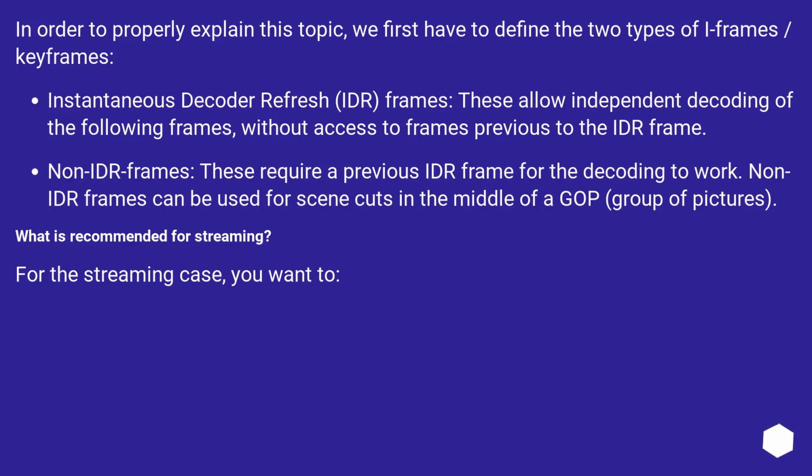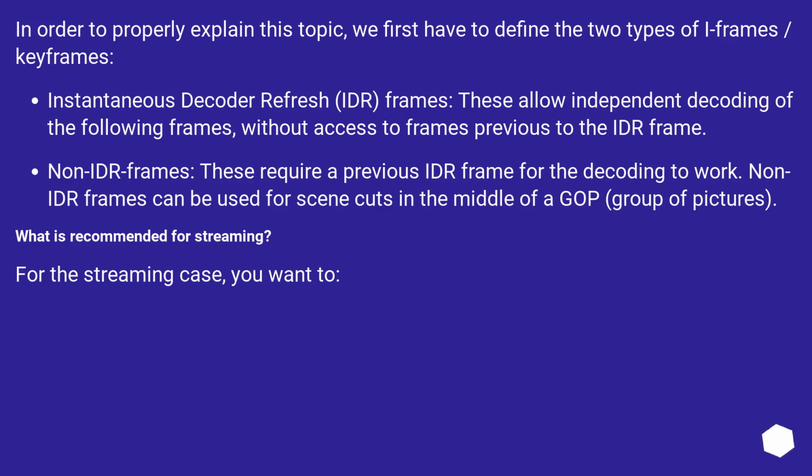In order to properly explain this topic, we first have to define the two types of I-frames. Keyframes, instantaneous decoder refresh, IDR frames. These allow independent decoding of the following frames, without access to frames previous to the IDR frame. Non-IDR frames require a previous IDR frame for the decoding to work. Non-IDR frames can be used for scene cuts in the middle of a GOP, group of pictures.